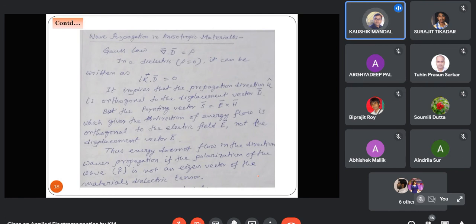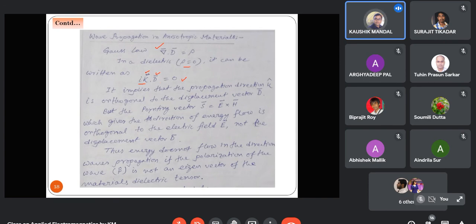Now, as we are discussing the wave propagation in anisotropic media, once again, if we consider the Gauss's law from the Maxwell's equations, that is divergence of D equal to rho. Now, in case of dielectric material, as we know, rho equal to 0. Now, this del operator is represented by ik vector. So i k dot D equal to 0 from the Maxwell's equations. What is the significance of this equation? That means the propagation vector k is orthogonal to D, k dot D equal to 0. That means k and D are orthogonal to each other.